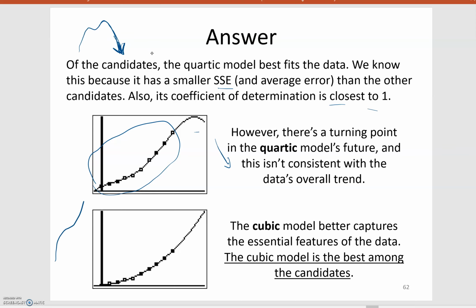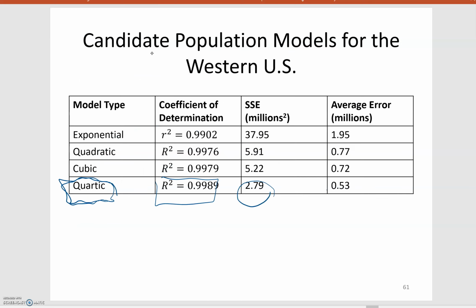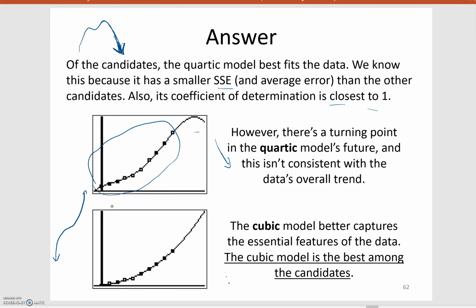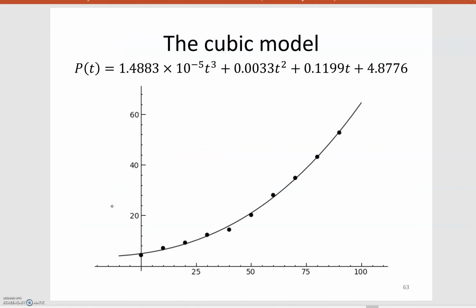Cubics kind of look like this, and that is a better fit in the long run than the quartic. So that's the kind of tricky thing about modeling, is that even though these numbers that we've got at this point might indicate one choice, the presence of turning points can complicate matters. Okay. So we should use the cubic model for this, and there it is as our best regression, best fit to the data.